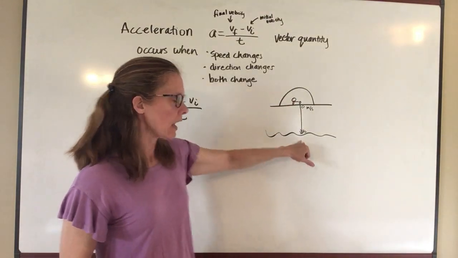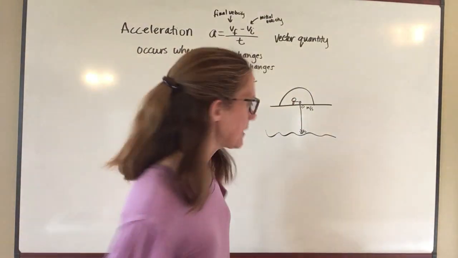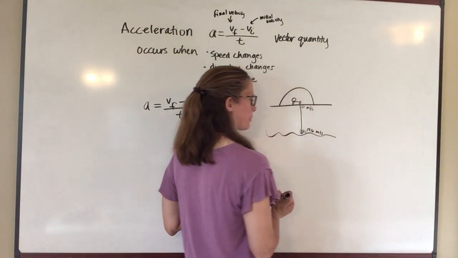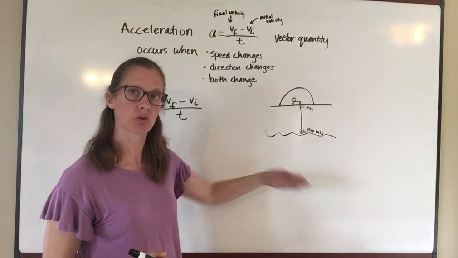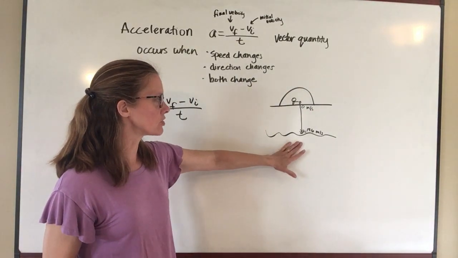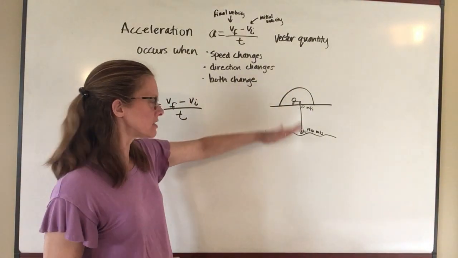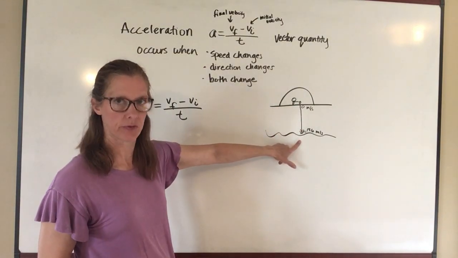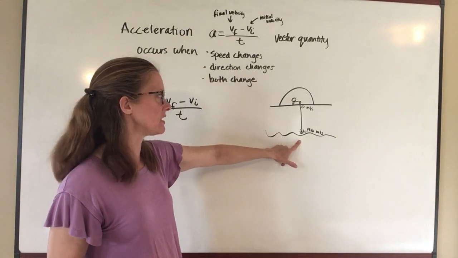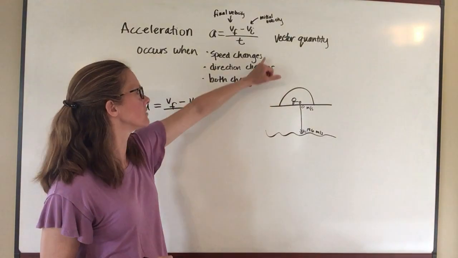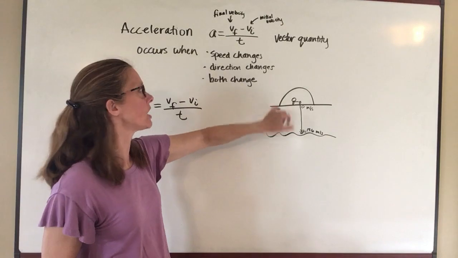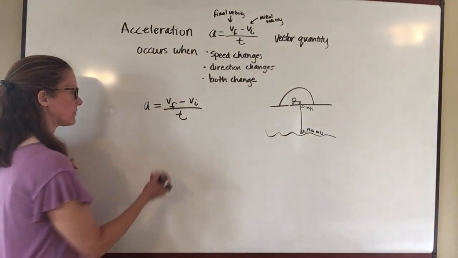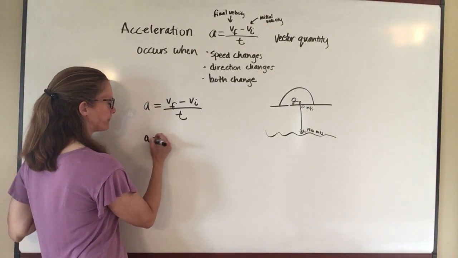I'm dropping it, and when it hits the water, it now has a velocity of 19.6 meters per second, and it's moving downward, so the direction is downward. And it wants to know what the acceleration is. Well, it has to be accelerating because here it doesn't have any velocity, and here it does have velocity, so that means that there has been a change in its velocity, a change in its speed. Direction hasn't changed, but its speed has definitely changed. Okay, so let's plug the numbers in here and see what we end up with.